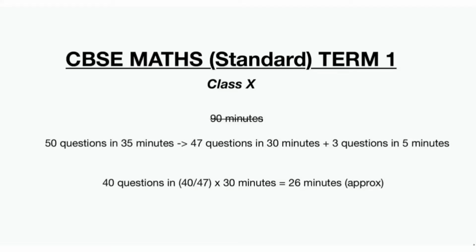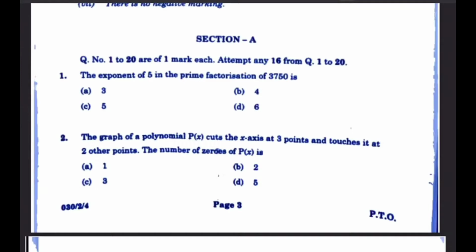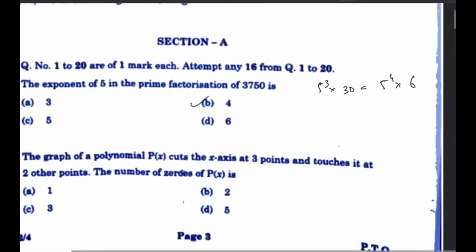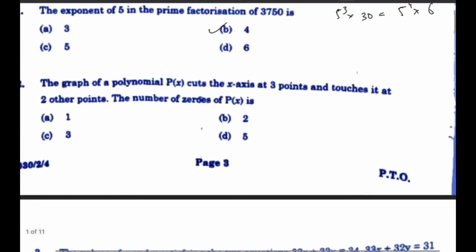So let's see. Here we are with the question paper. It's a 90-minute question paper. Let us see how long it takes to solve. Okay. Exponent of 5 in 3750. So what we are saying is 125 into 30. So 5 cube into 30. That is 5 to the power 4 into 6. That's all right. Yes. So here we are. It cuts the x-axis in 3 points and touches it at 2 more points. So the number of zeros is 5.